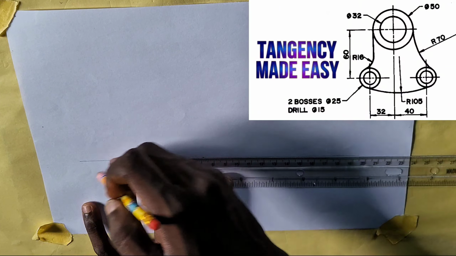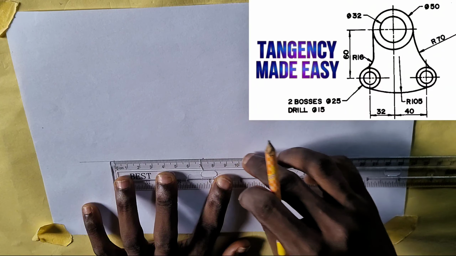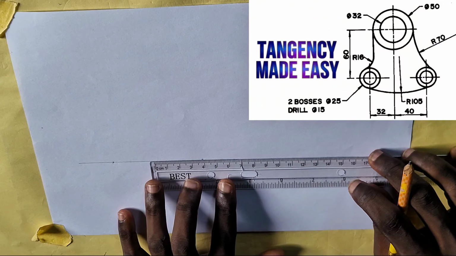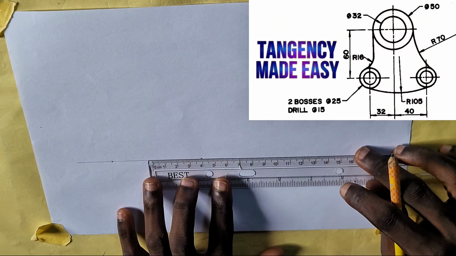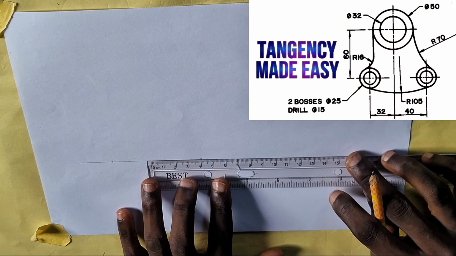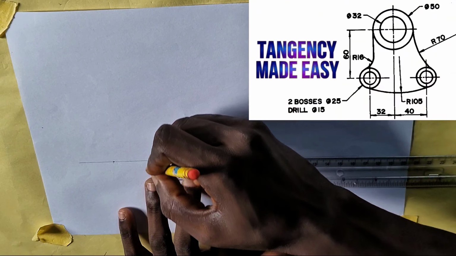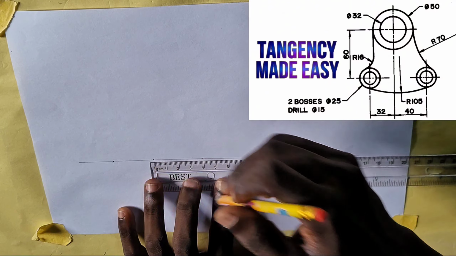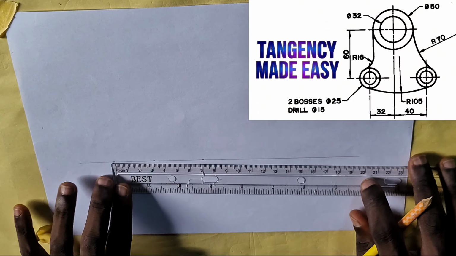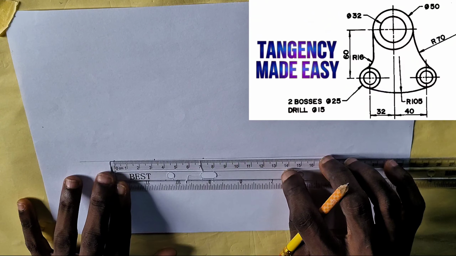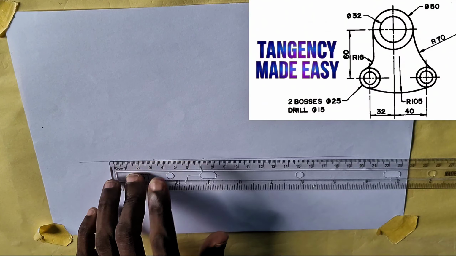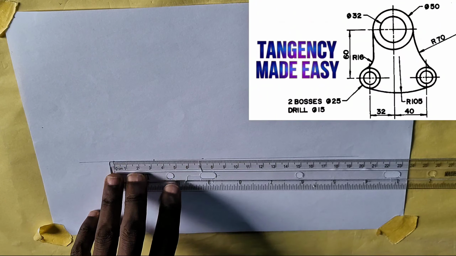Then let's measure 32 left, 40 right. So let me measure 40 here. So this is 40, then the remaining one should be 32. Perfectly. So here is 32, here is 32, while here is 40. All right.